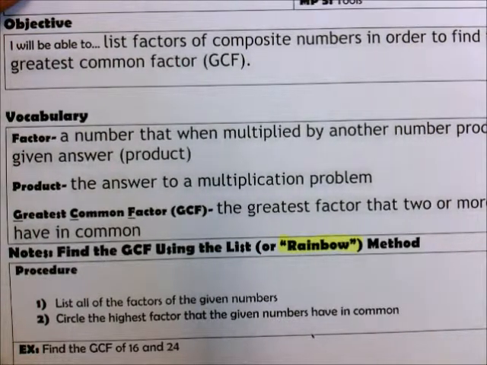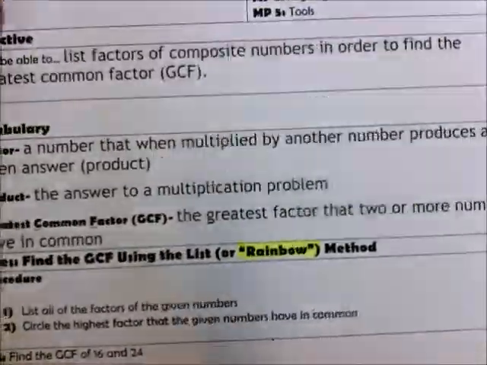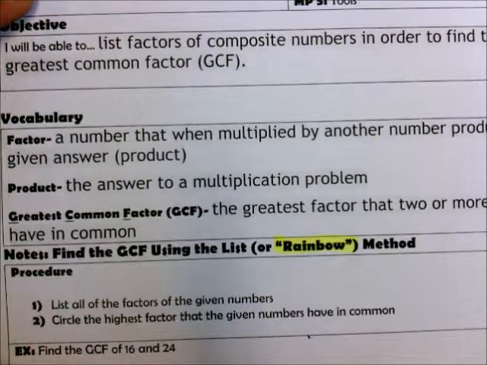Alright. So then we also have the word product, which is the answer to a multiplication problem. And then we have the GCF, which is the lesson, the greatest common factor. That is the greatest factor, or the biggest factor, that two or more numbers have in common. So there can be multiple numbers that we're working with. Mostly we only work with two numbers, however.